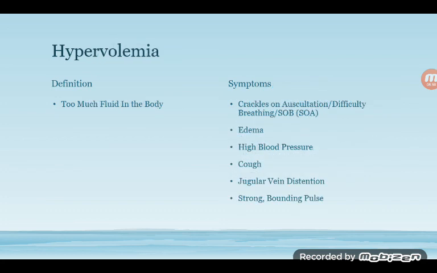Hypervolemia is too much fluid in the body. This is really a big deal when somebody has renal failure and CHF. You can hear crackles on auscultation, difficulty breathing, and shortness of breath. Some facilities will look at it as shortness of air. Edema, high blood pressure, cough, jugular vein distension, and strong bounding pulse are all symptoms of hypervolemia. When we're looking at fluid overload and pulmonary edema, sometimes that happens with hypervolemia, and sometimes we'll talk about frothy sputum when it comes to that.